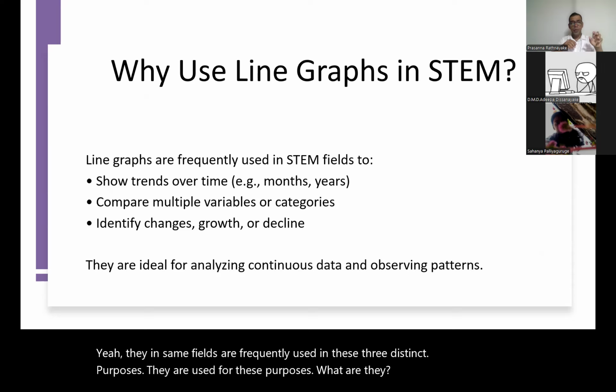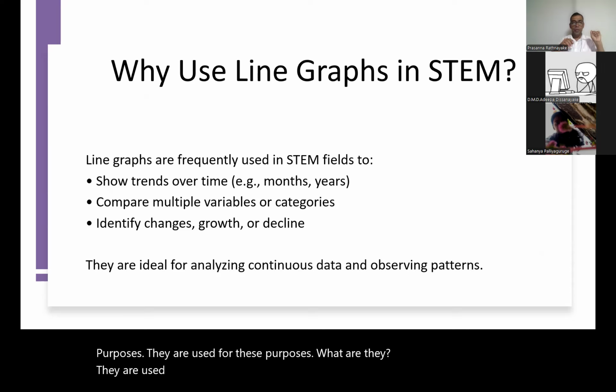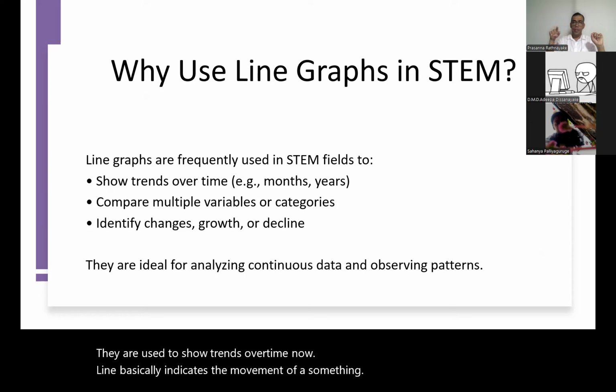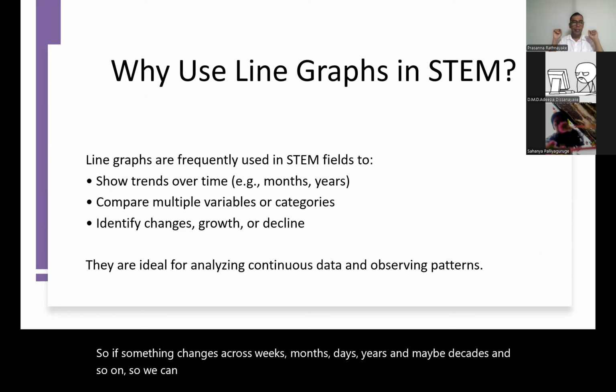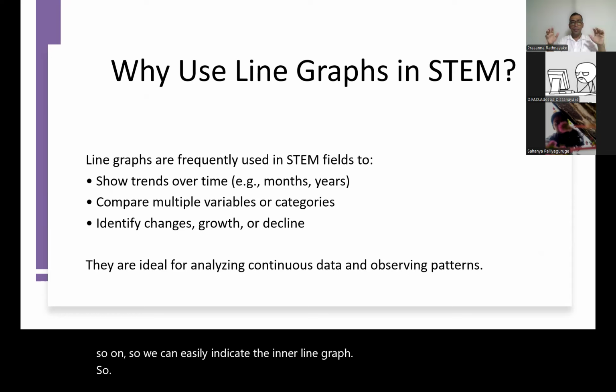They are used to show trends over time. Now, a line basically indicates a movement, a motion of something happening over time. So if something changes across weeks, months, days, years, and maybe decades, we can easily indicate that in a line graph. So trends over time are something that we illustrate with line graphs.